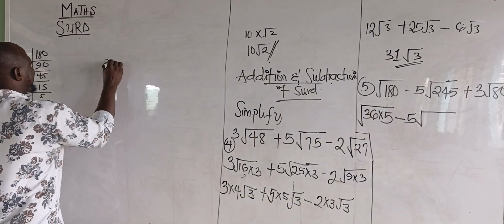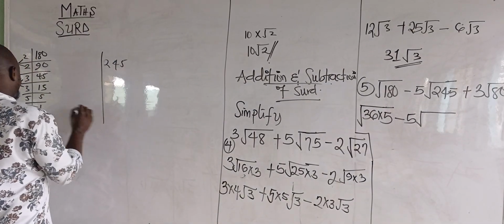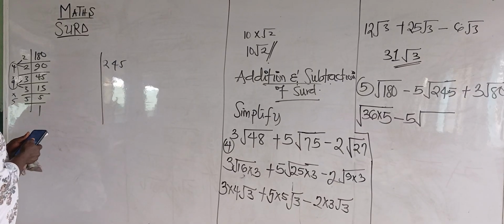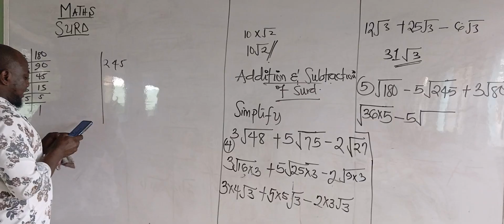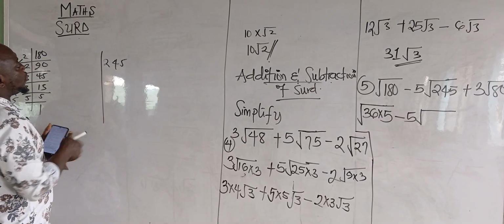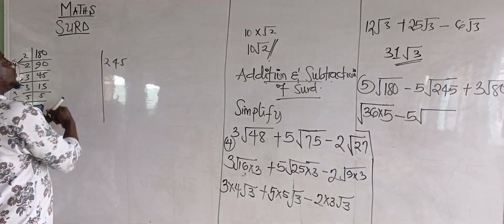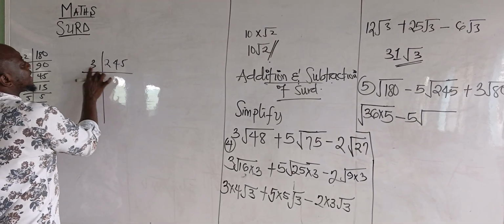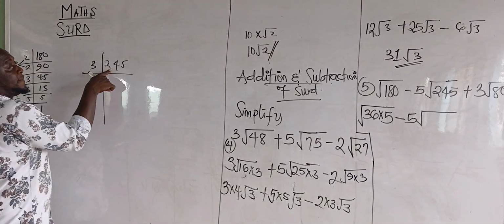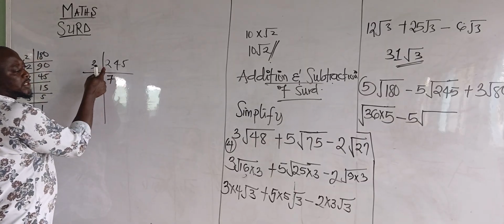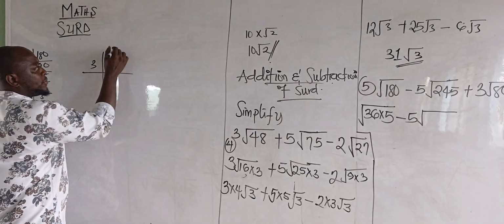So how do we break 245? So for 245, what can go? Let's check what can go for 245. Obviously, 2 can go in 245, but cannot go in 5. So let's use 3 then. So 3 can go here. 3 can go in 21. That will give us 7. Here becomes 3, please don't forget.